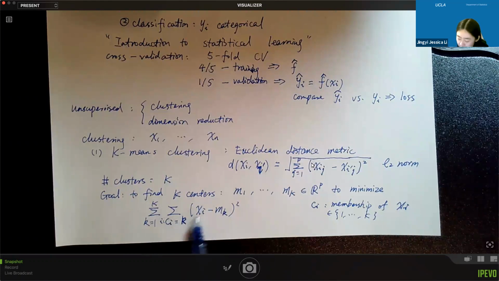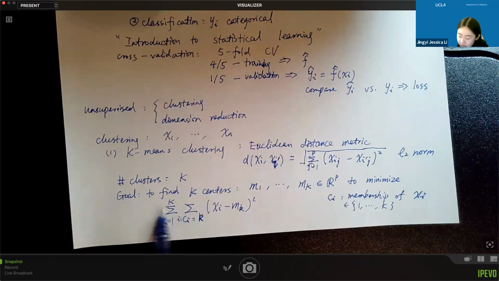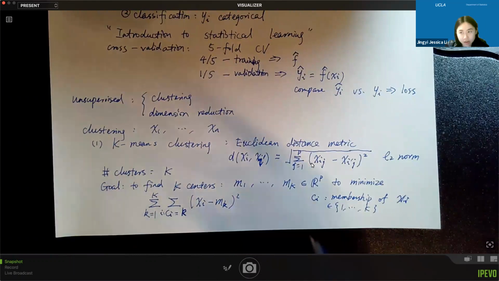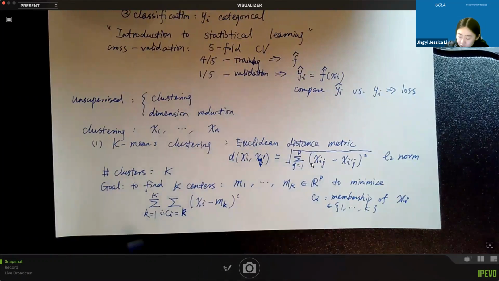So therefore, you see, every data point only enters the summation once. It's either in cluster 1 or cluster 2 or cluster capital K. So our goal is to find the clusters to minimize this. Okay, so then it's a minimization or optimization problem. Our goal is to find the cluster centers. Then what do we do?